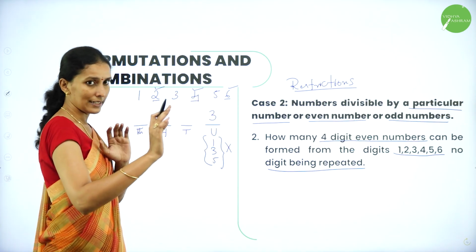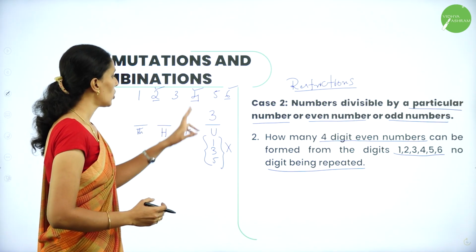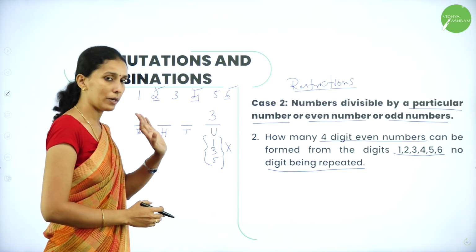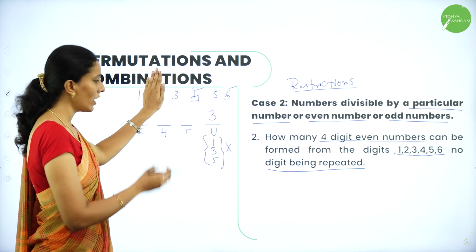Okay, now consider the same repetition. So here digits are not repeating. Let me take 2 is filled now. 2 is filled in the units place. Come to the remaining places. Let me take 2 is gone now. Okay, so 2 is gone.